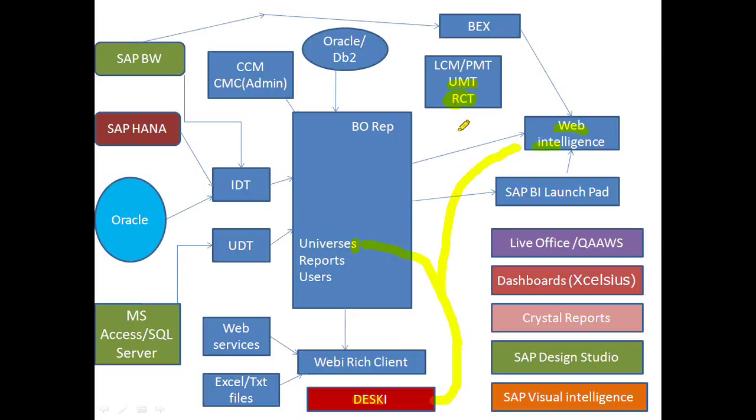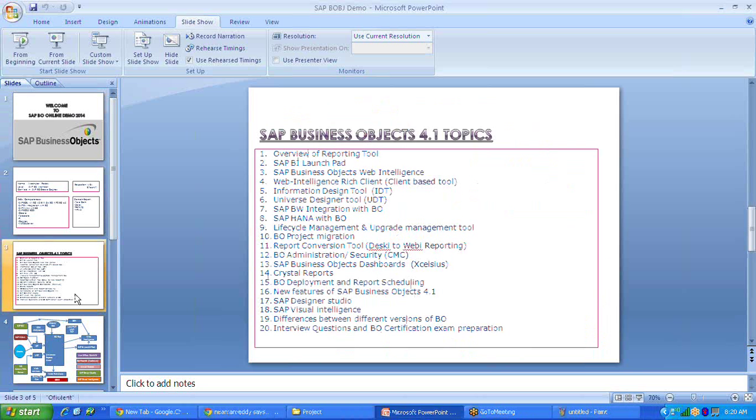Guys, clear? So that's about the Report Conversion tool. Fine. Any question? So this is the Business Objects architecture of the components, the Business Objects components architecture, you can say. Okay, so clear? Any questions?